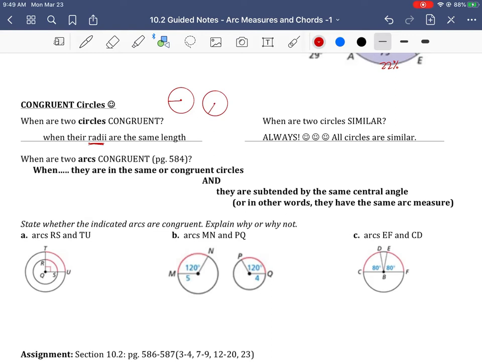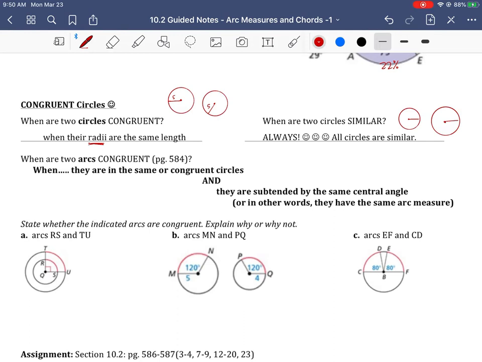Again, if I was given that this one's radius was 5 and this one was 5, then those circles must be the same size, because that radius of length 5 extends all the way around the circle. Now, if one of the radii was 7 and another was 5, then those are not the same size, but they are similar. So we know that all circles are similar.